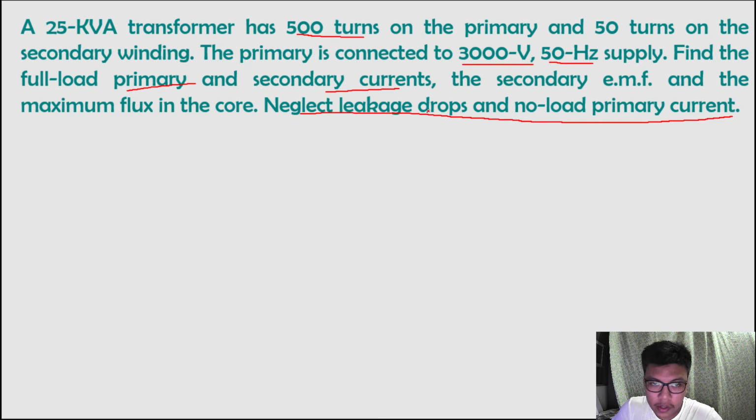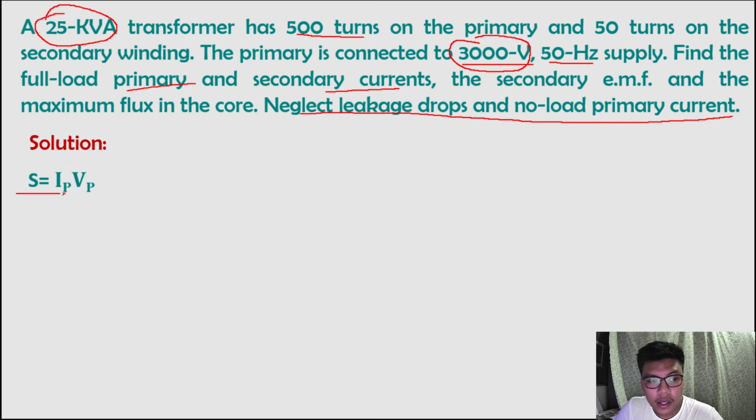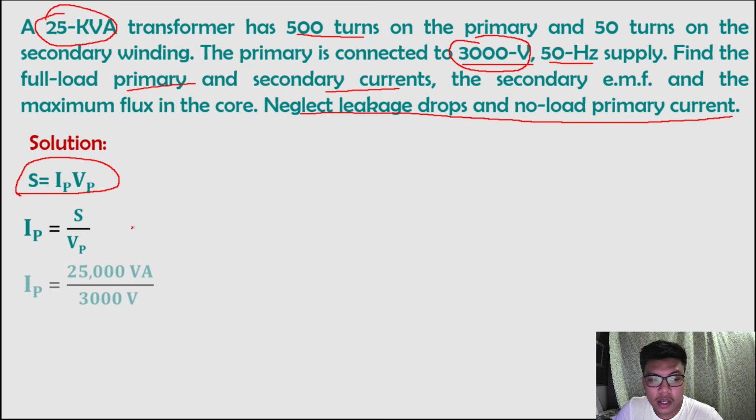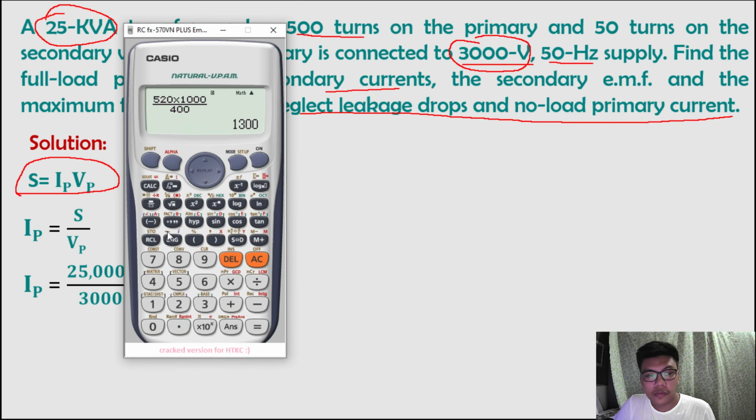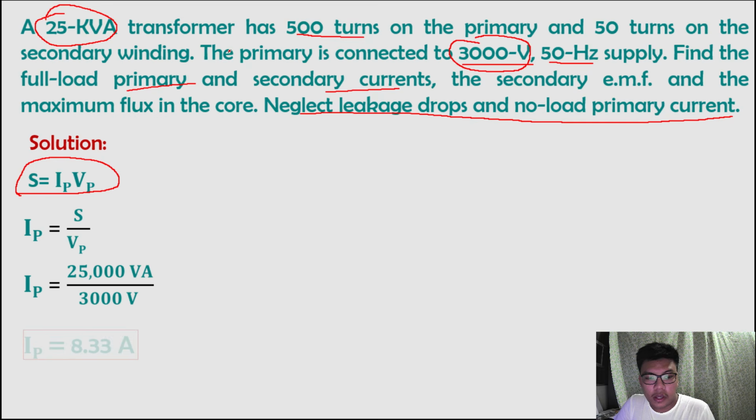So paano natin kukunin yung current sa primary side? Napakadali, i-divide lang natin yung ating power or yung apparent power natin with the primary voltage. So S, or the apparent power, is equal to I sub P times V sub P. We divide lang, no? We solve for I. So we have I sub P is equal to S all over V sub P. Substitution, we have 25,000 volt ampere all over 3,000. So solving, 25,000 all over 3,000 is equal to 8.33 amperes. Okay, so yun yung ating I sub P.